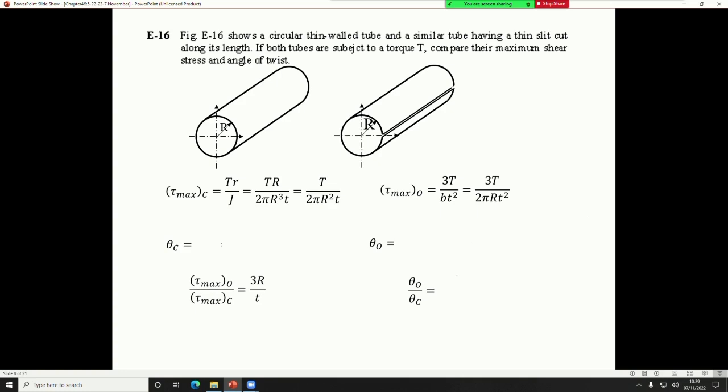Now let's compare the stiffness of these two, how much they deform. So on the left-hand side, I just used the equation we had for a circular tube subject to a torque, TL over GJ. T is the torque applied, L is the length, G is the shear modulus, and J is equal to 2 pi r cubed t, the same J I've written for you on the top. So I substitute the values.